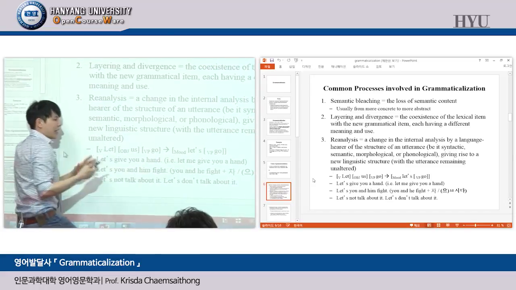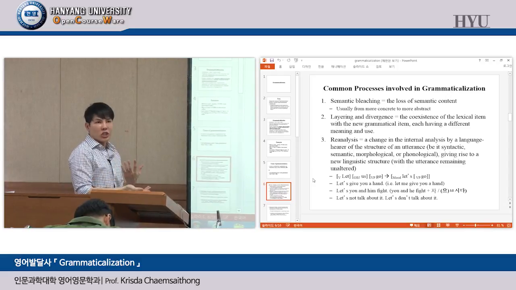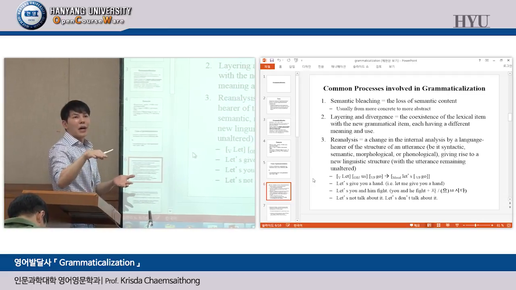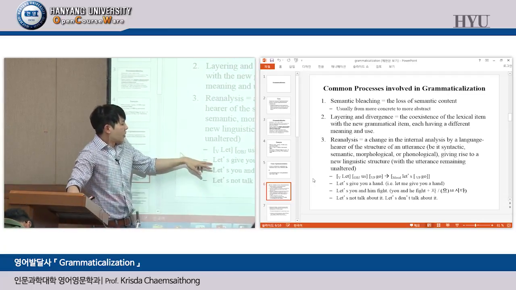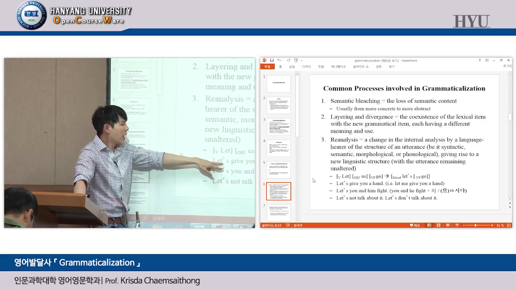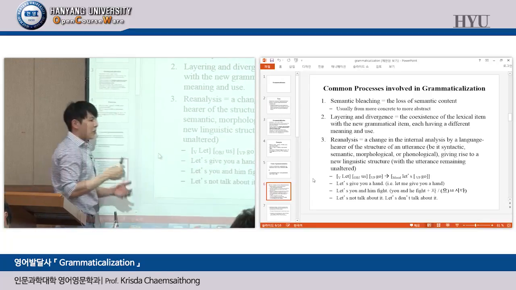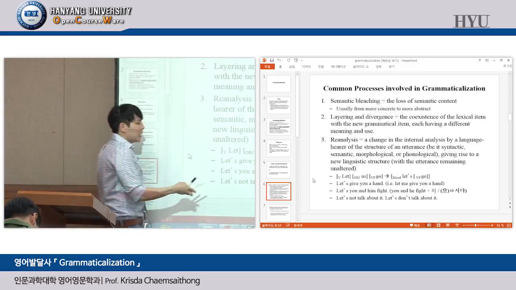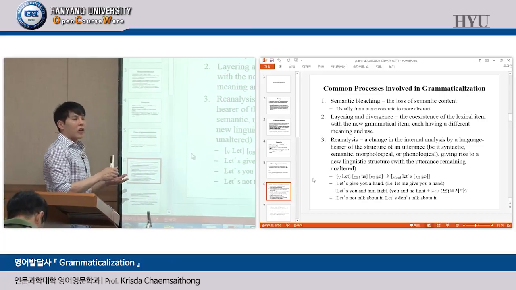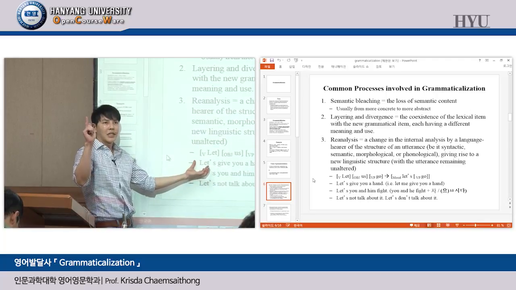So let's here is a mood, meaning the invitation or the persuasion, right? It's no longer a verb anymore in the speaker's mind. So, let's give you a hand. People say that. This is like let us give you a hand, meaning let me give you a hand. So this shows that the word let's, with an S, is no longer analyzed as let plus us, right? But it's just one item, let's.